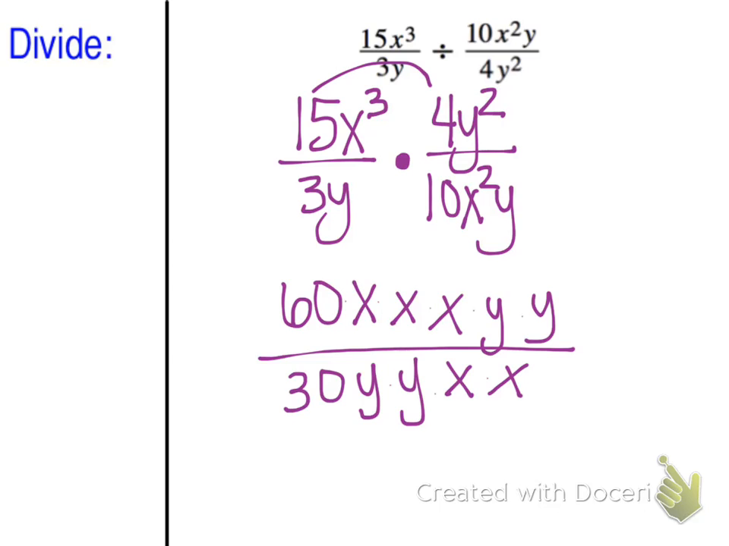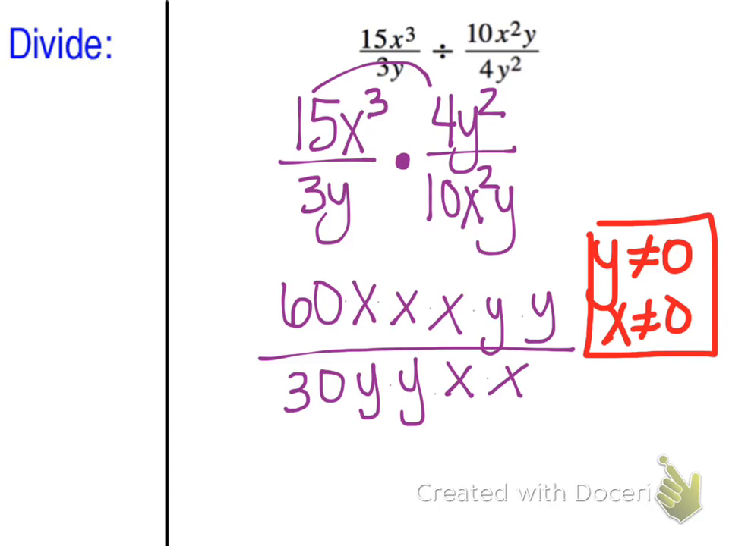So now let's see if we can decide what our x and our y can't be. We want to make sure to limit our domain. And when I look on the bottom, really the only thing I can't have for y or for x is 0. They can't be 0. And now we can go through and do our simplifying. 60 divided by 30 is 2. And it looks like 2 of these x's will divide with 2 x's on the bottom. And 2 y's will divide with 2 y's.